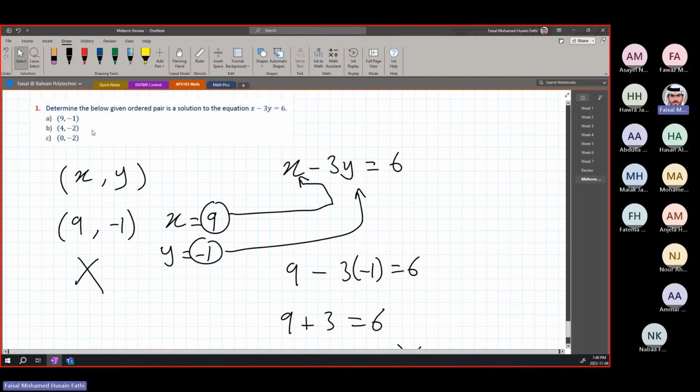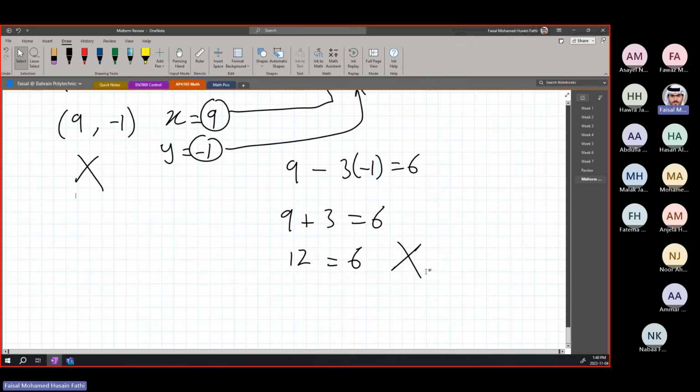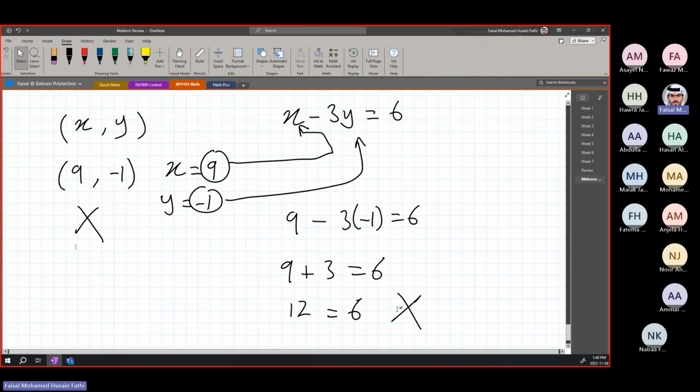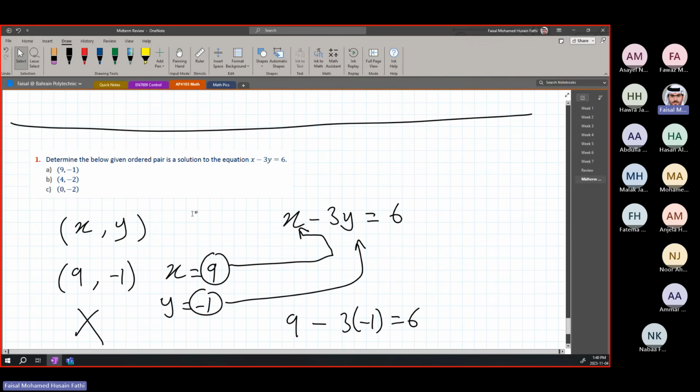Same thing you will do with 4 and minus 2. If the left and right side are equal, it is a solution. If not, it's not a solution. Very simple. All right. Moving on.